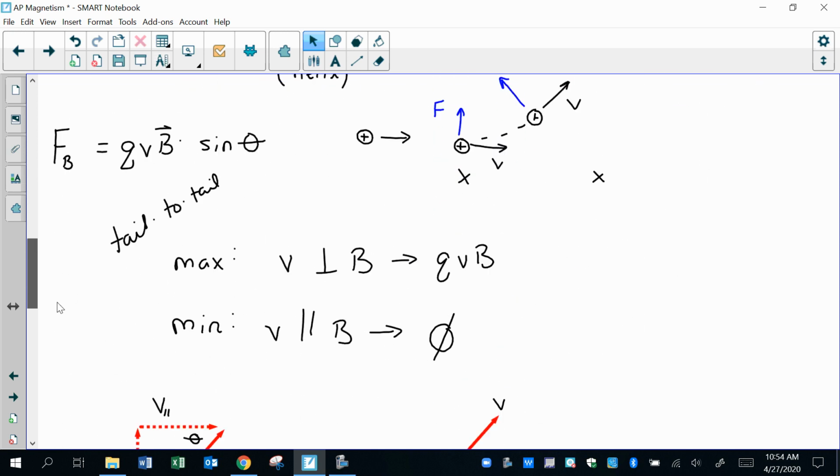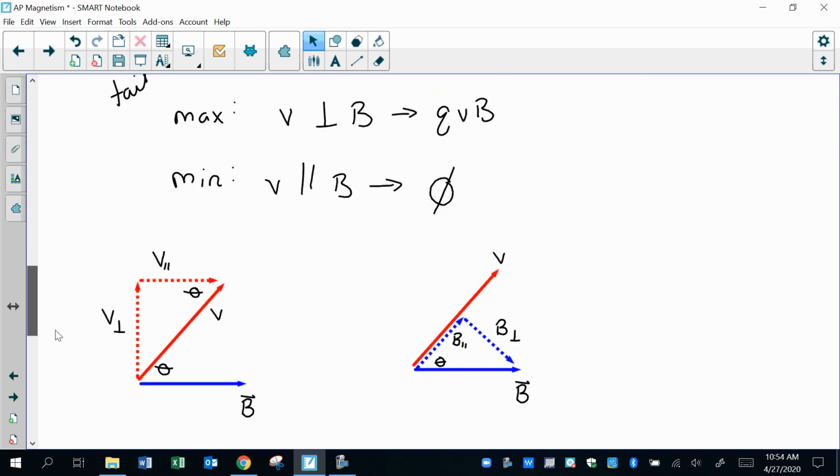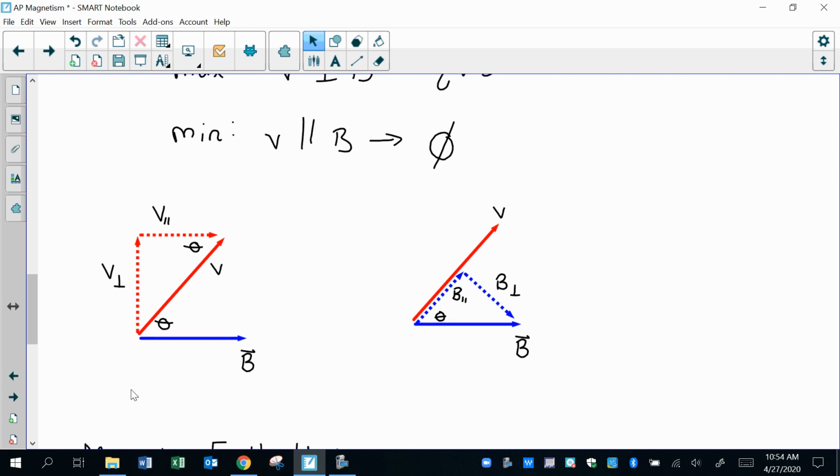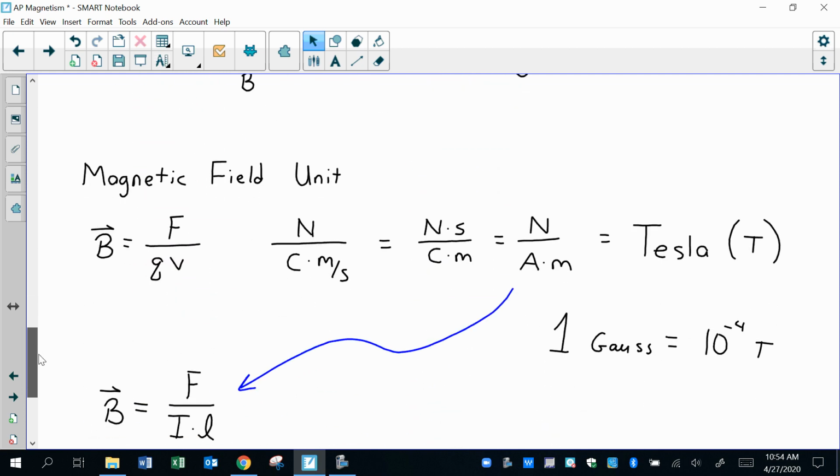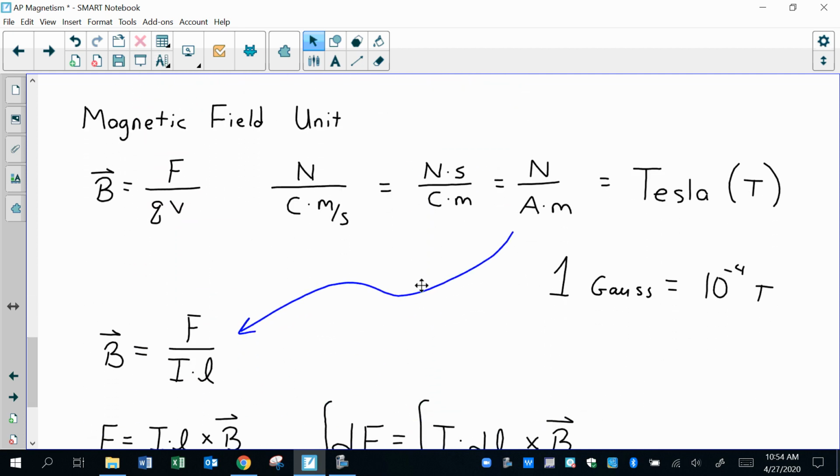So if I scroll back down here, just some pictures reminding you, you can take your velocity arrow and show it as components and multiply the perpendiculars. You can take your field and break it up and multiply the perpendiculars. You'll get the same answer either way. So just a reminder on that. Unit, there it is, the Tesla. So Newton per amp meter is the Tesla. An amp is current. Meter is length.